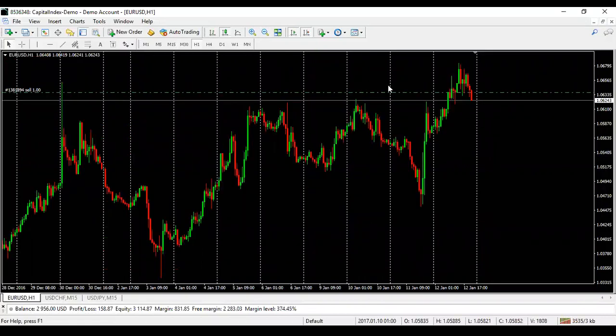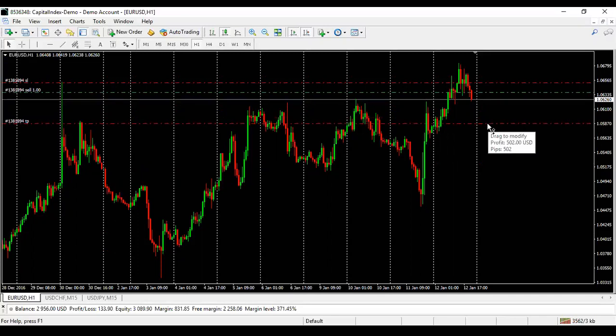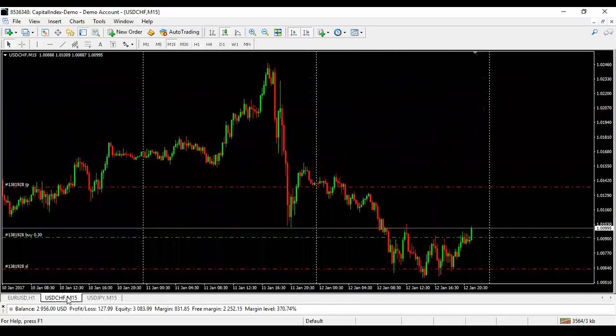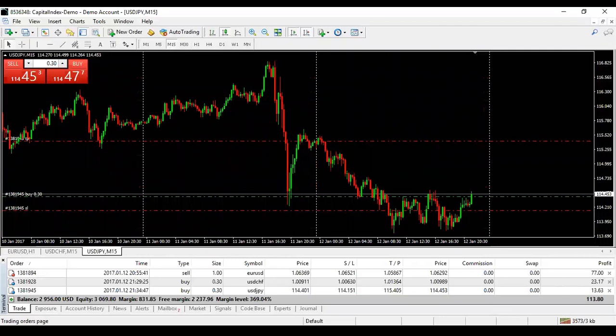Okay, there's no SL and no TP on the EU one. So what I'll do is I'll put my stop loss here. I'll just drag this and make it nice and tight. I'll make it 15 pips. There you go. And then I'll make my take profit 50. There you go. So all my trades now have stop losses and take profits. Okay, and if I go back to my terminal, they are all currently at a positive.